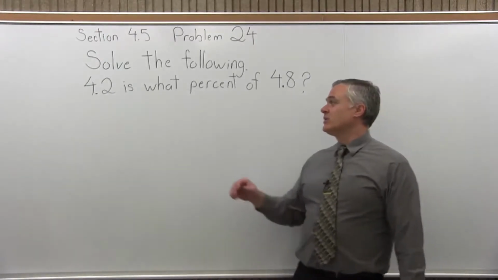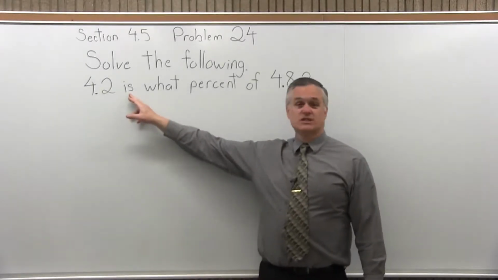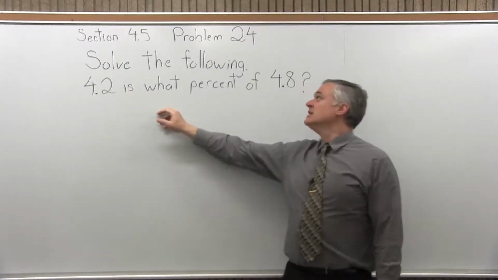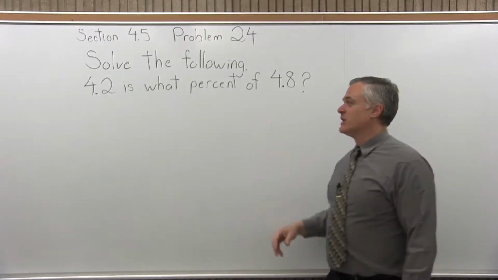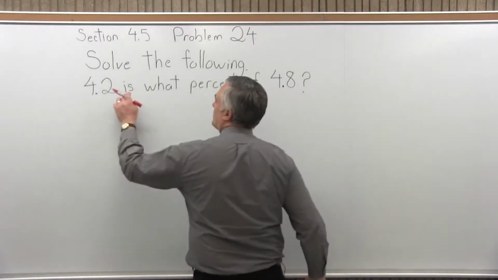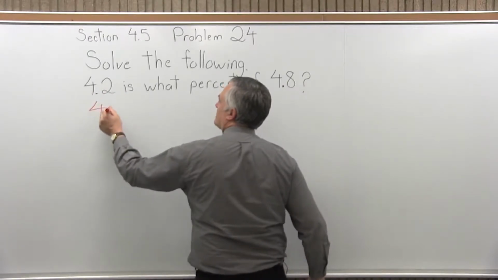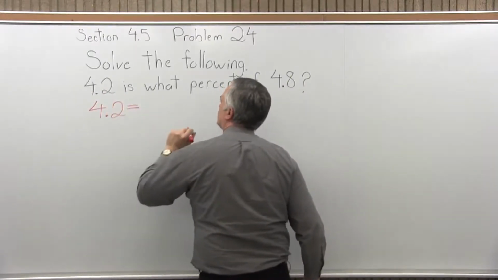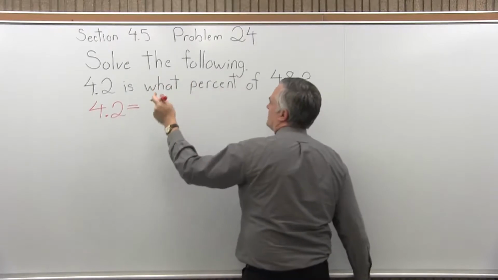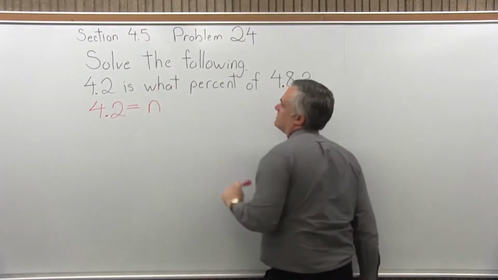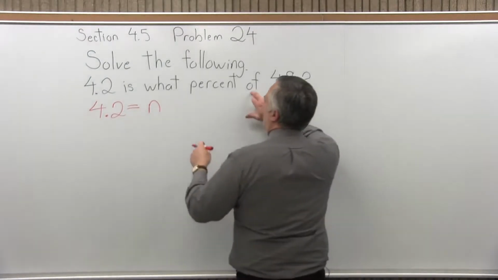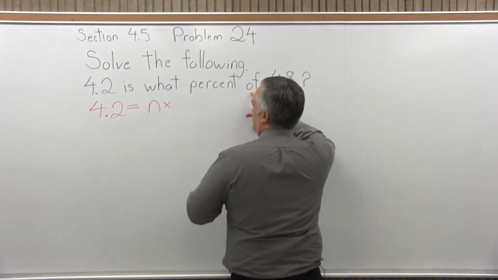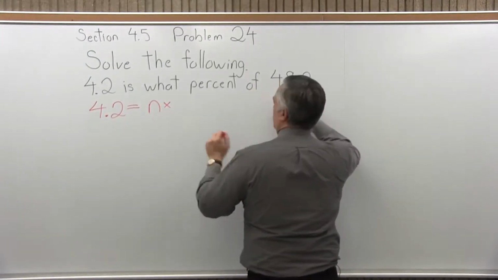And to turn it into an equation, you have to look for certain keywords such as is, which becomes an equals, and also of, which becomes a multiplication. So let's rewrite it as an equation. 4.2 is starts off as 4.2 equals. What percent? That's an unknown, so we use a variable. I'll use n. You could also use p for percent. That's a popular choice. Of becomes a multiplication, so times 4.8.